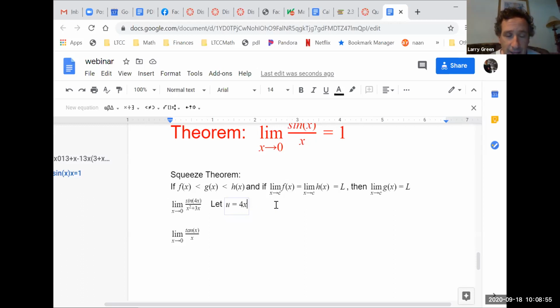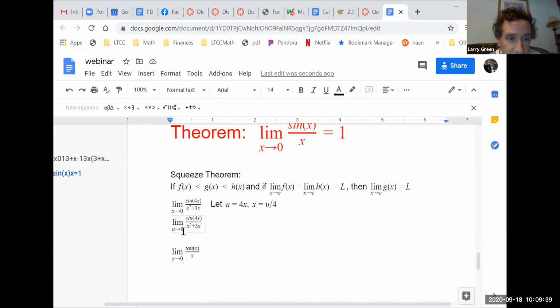So what I'm going to do is change the letter. So if u is 4x, then x is equal to u over 4. You better all be okay with that. Then I can substitute this in. This is a very important technique in calculus, to rewrite it with a substituted variable. So now I don't have x going to 0. Notice if x goes to 0, so does u, because u is 4x, and 4 times 0 is still 0.